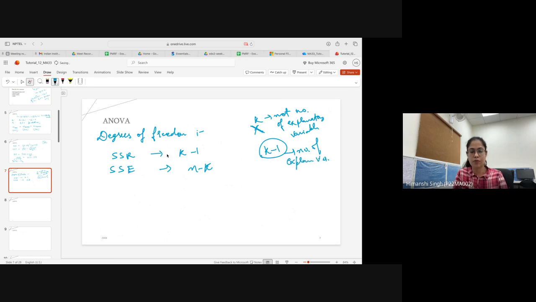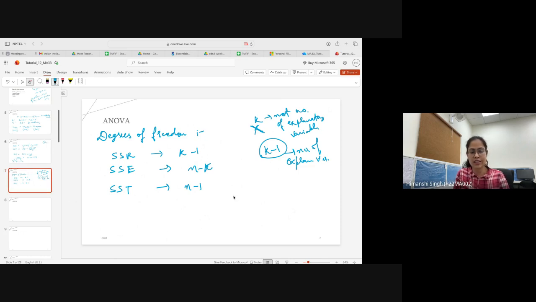Okay, so you have to write it in a correct way, because in the formulas we will be using all those things. So this is SSE, and SST will be the sum of both of them, and the sum of both of them will be n minus 1. Okay, so there is a relation.